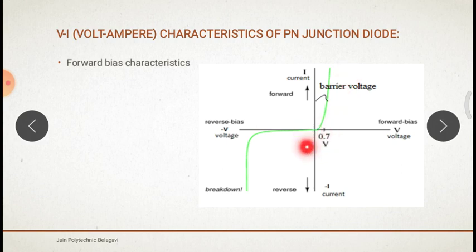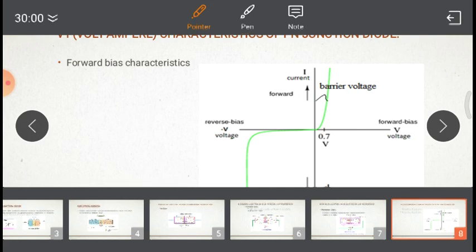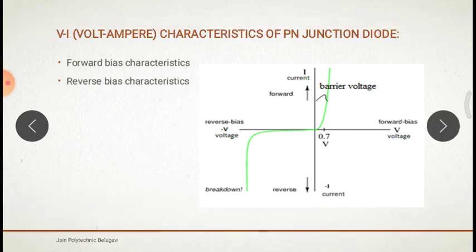This is called the knee voltage. The point where the diode starts to conduct, that voltage is called the knee voltage. Before the knee voltage there is no conduction, but after it the current starts to increase very rapidly and the voltage becomes almost constant. You can see here, if voltage and current were both increasing proportionally it would be linear, but it is exponential after 0.7 volts. After 0.7 volts the current increases to a very high value very rapidly and the voltage becomes constant during the forward bias condition.